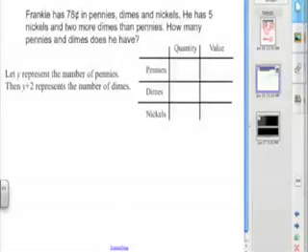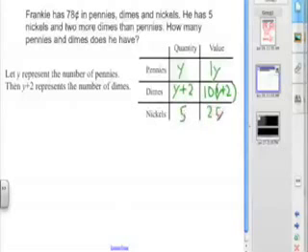We'll let y represent the quantity of pennies, which makes y plus 2 represent the quantity of dimes. If you see this little chart up here, the quantity of pennies is y, and the value of a penny is 1 cent, so it's 1y. The quantity of dimes is y plus 2, and the value of a dime is 10 cents, so it's 10 times (y plus 2). We have 5 nickels, and the value of a nickel is 5 cents, which means we have 25 cents in nickels.